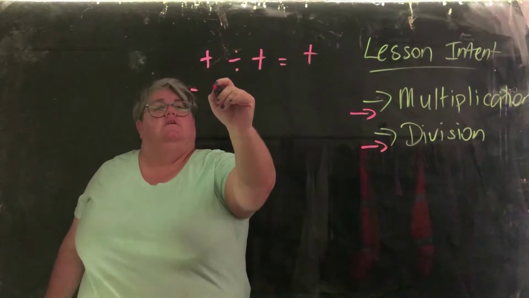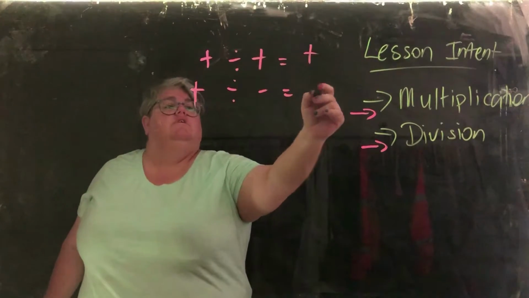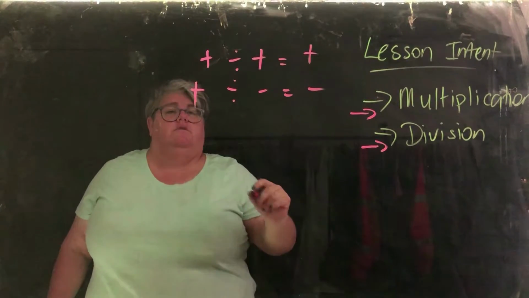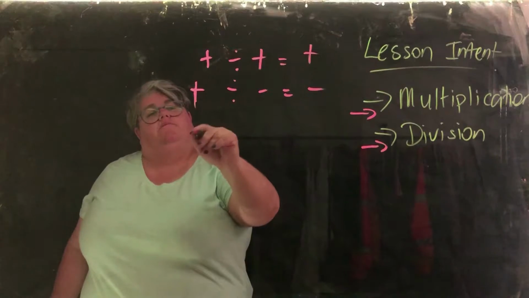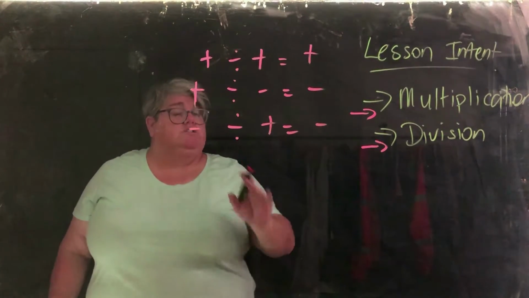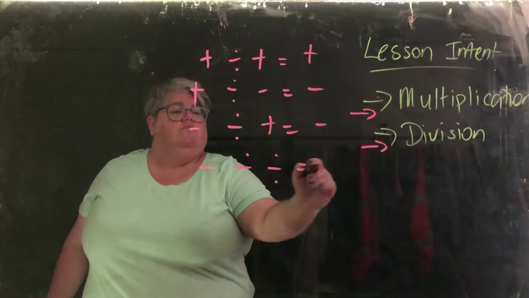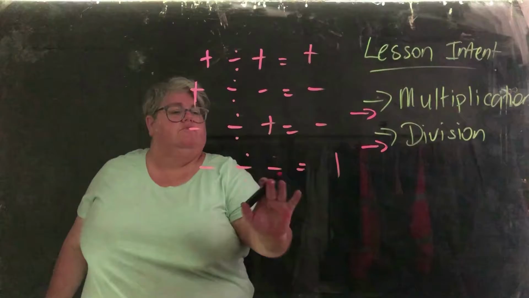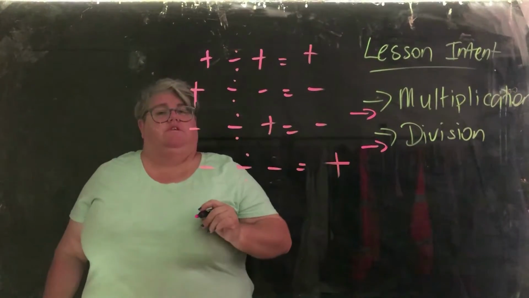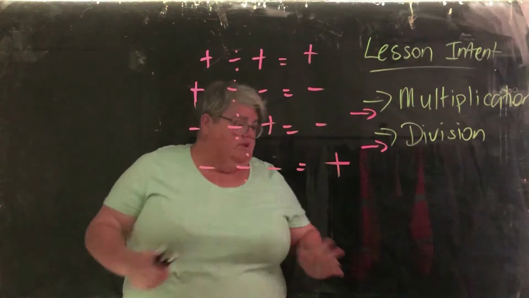Just like before, if we have a positive number and we're dividing it by another positive number, the answer will be positive. If it's positive divided by a negative, it's a negative. If it's a negative divided by a positive, it's a negative. And just like before, if it's a negative divided by a negative, we get a positive.